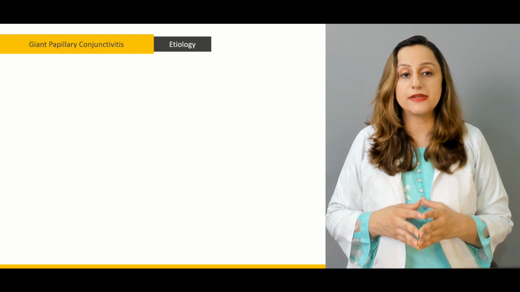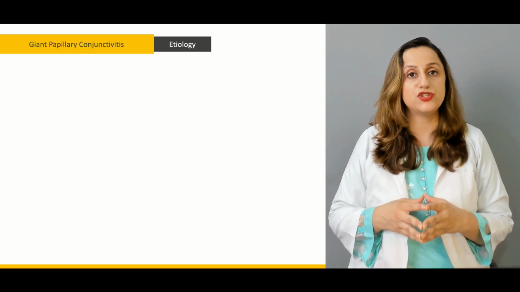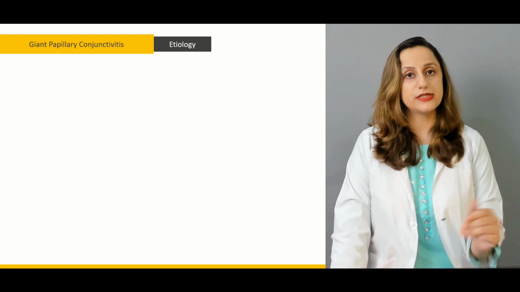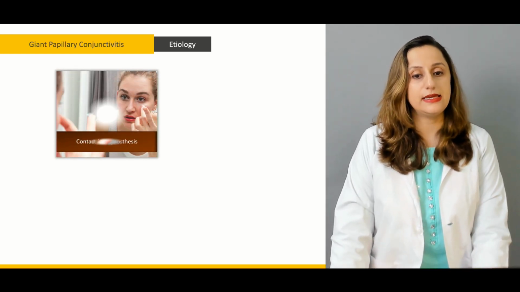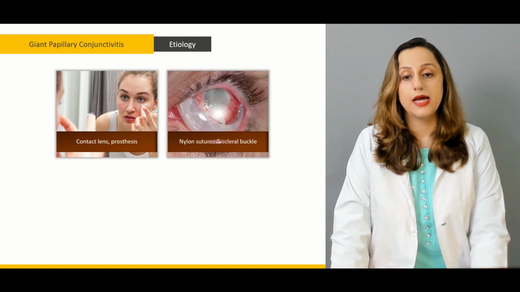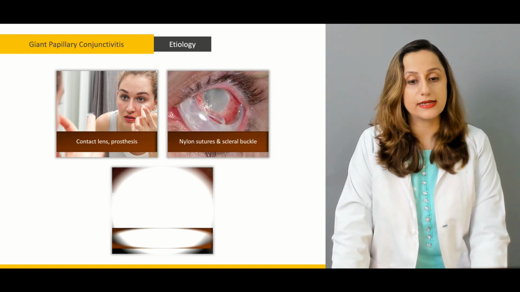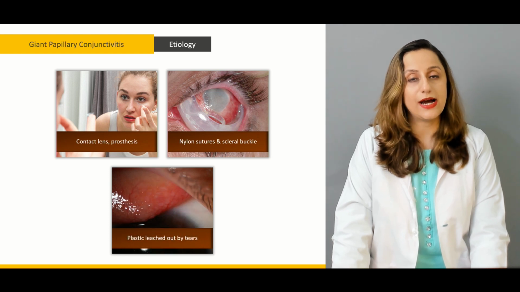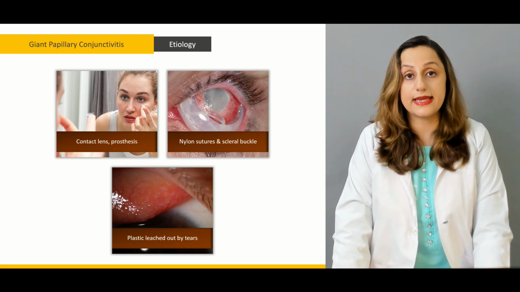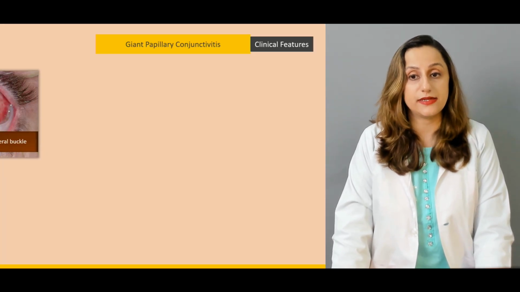Moving on, we have another variety, which is known as giant papillary conjunctivitis. The etiology for this kind of conjunctivitis is the contact lens or the prosthesis that is used by the patient, nylon sutures and scleral buckling, plastic leached out by the tears. So these can be the triggering factors in this case of giant papillary conjunctivitis.